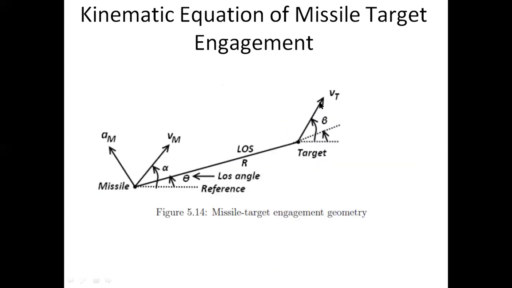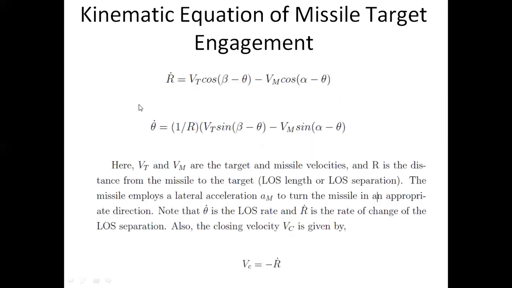Here, Vt is the target velocity, and its x-direction component is Vt cos(beta minus theta). Theta is the angle between the reference line and the line of sight. Similarly, minus Vm cos(alpha minus theta). So that will give you the rate of change of LOS separation, R dot.